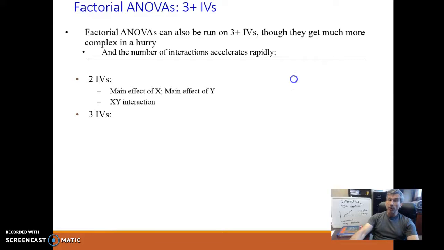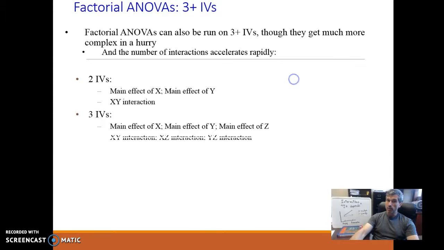Add a third factor into the mix. Now you have three main effects. You have three possible two-way interactions, every single pair of factors, whether they interact with each other, and then you have that possible three-way interaction. And again, all of them could be significant or not.